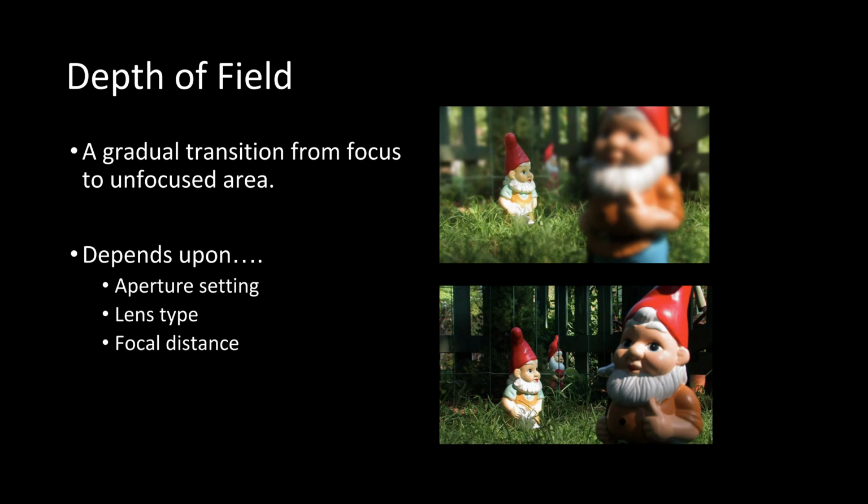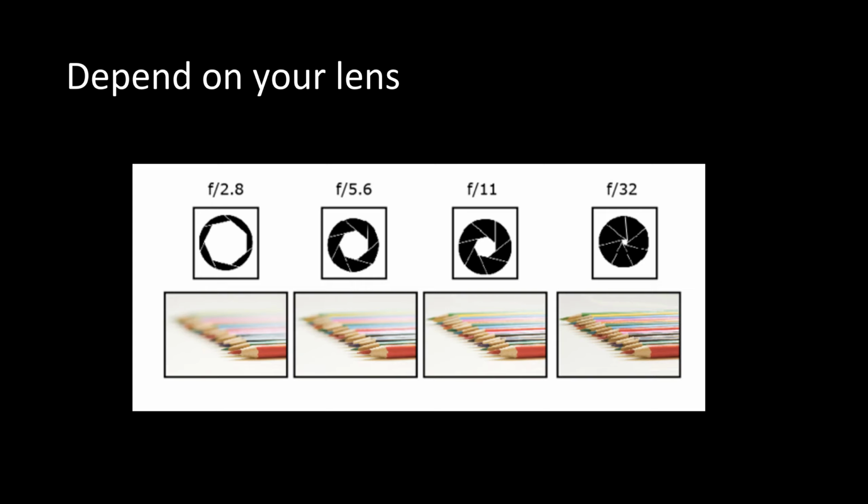Okay, so the depth of field depends upon your aperture setting, the type of lens that you have, because it determines your range of aperture settings, and then also the focal distance on the lens. Does it have a lot of zoom or not a lot of zoom? Okay, so here's another one.